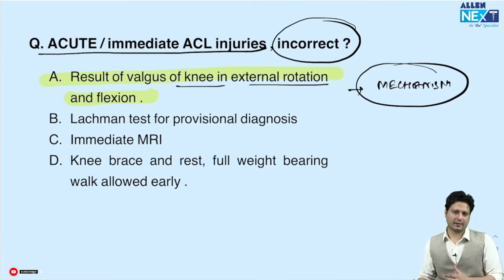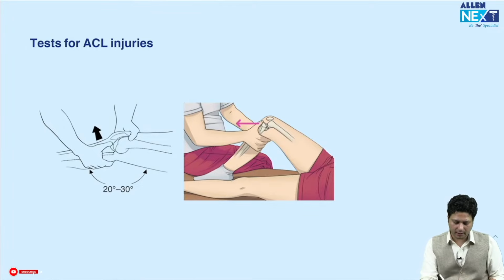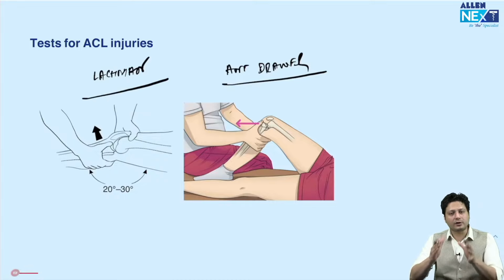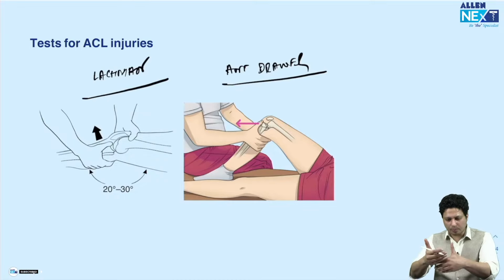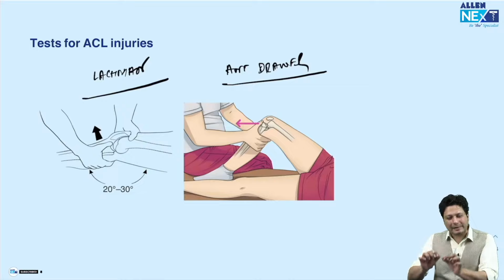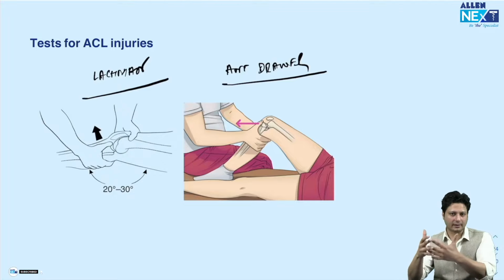Lachman test for provisional diagnosis. As far as the tests for anterior cruciate ligament injuries are concerned, one is the Lachman test and the other one is the anterior drawer test. Now what is the difference between the two? The major function of the anterior cruciate ligament is to prevent the anterior translation of the tibia. This you might already be aware of. Now if the patient has a complete ACL injury, that anterior translation becomes prominent because the ACL is not there to prevent it.